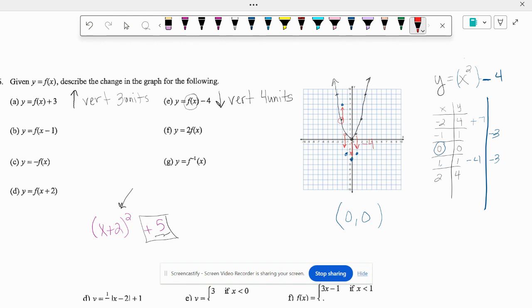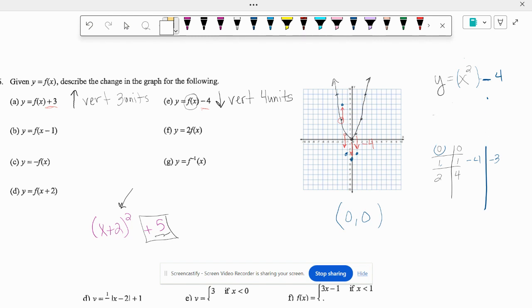That's what's happening. So a function with an addition or subtraction outside, see how it says the function and then an addition or subtraction outside, that's going to be a vertical shift. If it's positive, it's moving up. If it's negative, it's moving down. Okay, so now let's look at our next example.